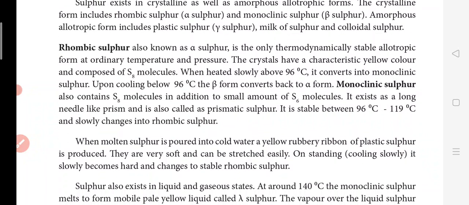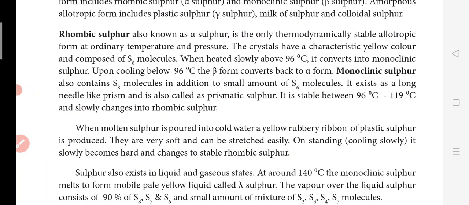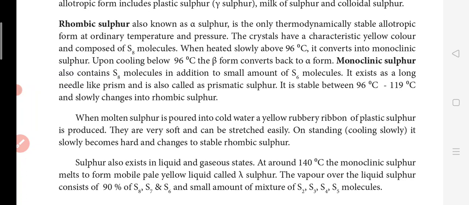First, rhombic sulfur, also known as alpha sulfur, is the only thermodynamically stable allotropic form at ordinary temperature and pressure. That is, at room temperature and atmospheric pressure, only rhombic sulfur is stable. The crystals have a characteristic yellow color and are composed of S8 molecules. When they are heated above 96 degrees Celsius, they get converted into monoclinic sulfur. Upon cooling below 96 degrees, the beta form converts back to the alpha form, which means monoclinic comes back to the rhombic form.